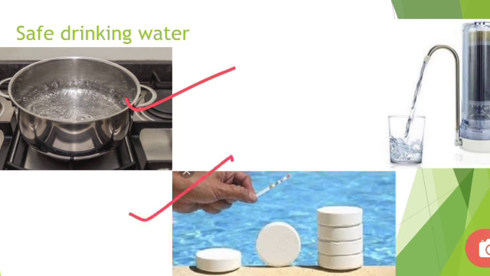We can use a method, that is chlorination, by using chlorine tablets to kill the harmful microorganisms present in it. We can also use water filters like good quality purifiers, or we can use UV light filters or reverse osmosis, that is RO, for making our water safe for drinking.